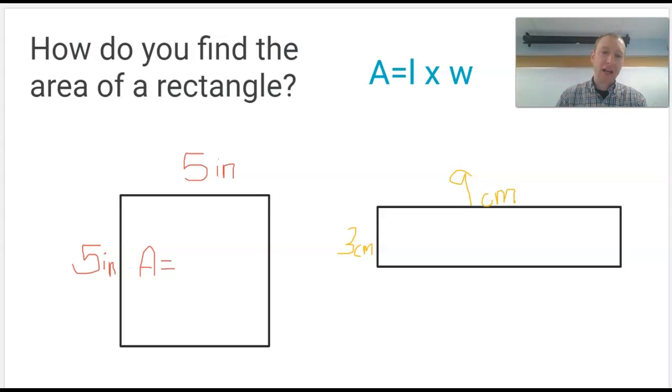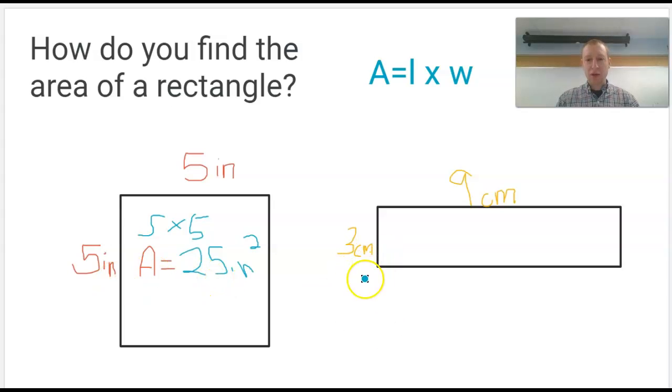And to find the area of a rectangle, we just do length times width, right? How long is it times how wide is it? So in this case, we have a rectangle, or a square, that's 5 inches wide and 5 inches long. Well, what's 5 times 5? Well, 5 times 5 equals 25 inches. And then when we're talking about area, we always say inches squared because there's two dimensions here, right? Length and width. So 5 times 5 is 25 inches squared.